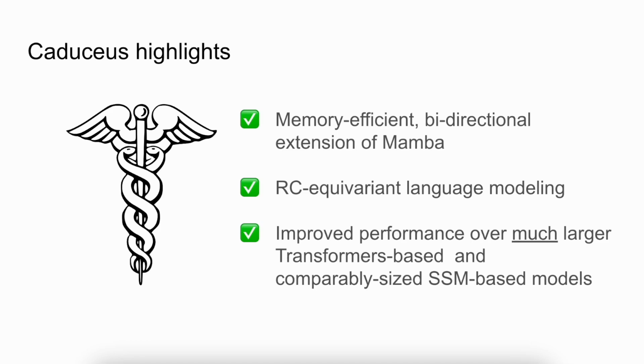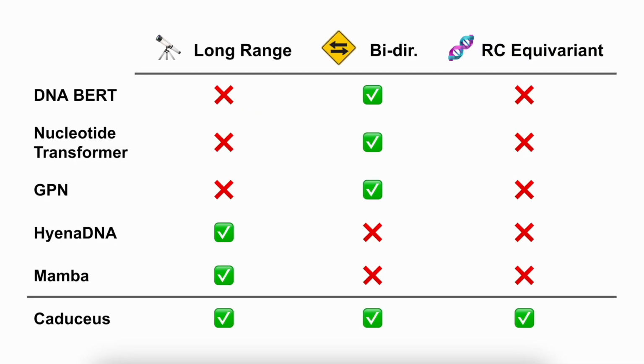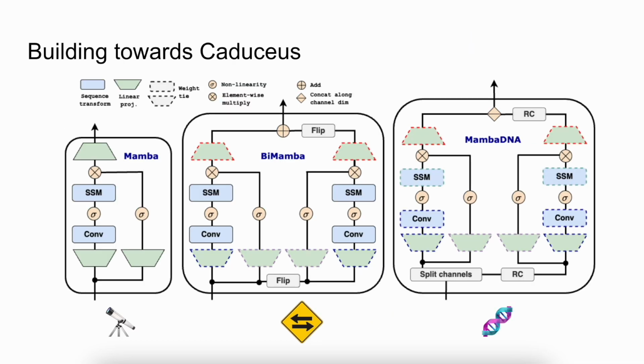That brings us to our introduced Caduceus model. Caduceus implements bidirectionality on top of the long-range Mamba module and incorporates a reverse complement equivariance inductive bias. This enables us to improve performance on downstream tasks even relative to much larger transformer-based DNA language models. And Caduceus is the first model to account for all of these three unique challenges in genomic sequence modeling. We now show how the different design decisions of this model achieve this.